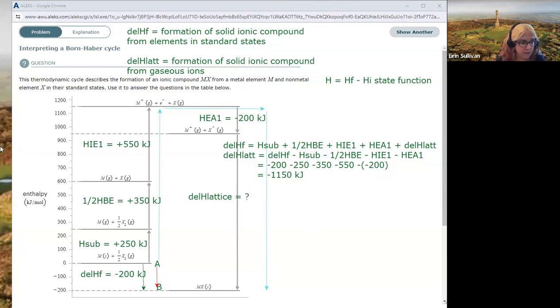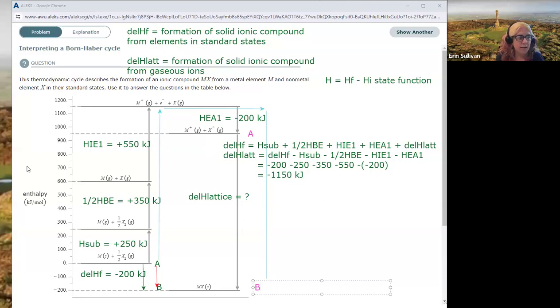An alternative way of doing it, which you may have been shown before by somebody, I don't know who, is setting your A and B. I'm going to make this light bright pink. Okay, so A to B will define your lattice energy.